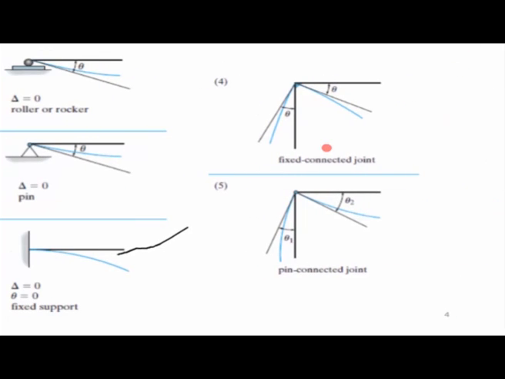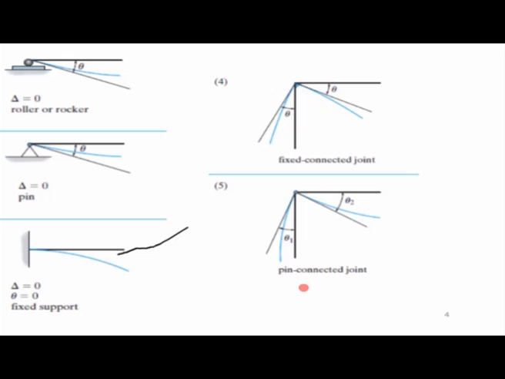In this fixed joint connection, the rotations of the two members which are connected at those joints are equal. In other words, displacement or rotation at those joints is allowed, but the rotations of those two members are equal.